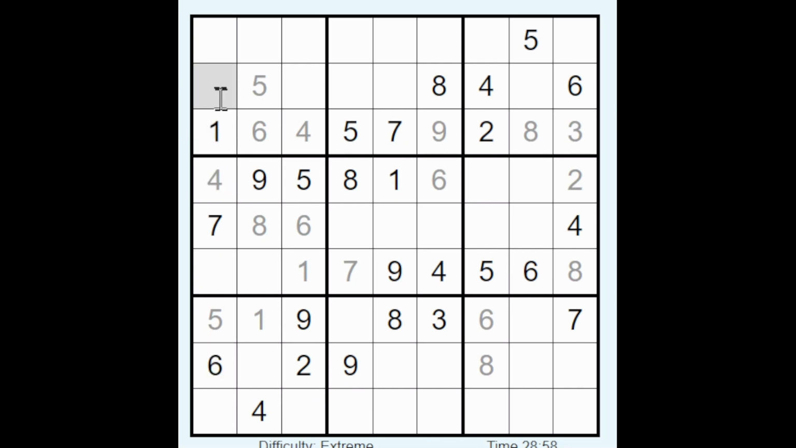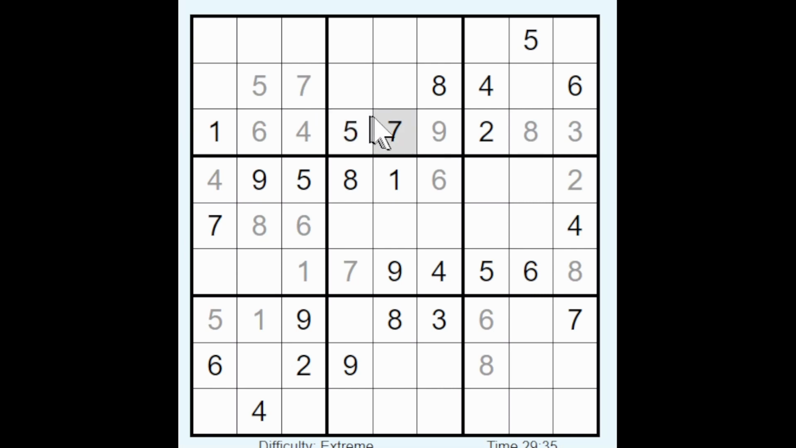This column here for this cell can only contain a 2, 3, and a 9, but it cannot contain a 3 actually because a 3 will have to go here or here. So this is a 2 or a 9. This cell here can contain not a 1, 2, not a 3 because we have a ghost 3 here, not a 4, 5, 6, but a 7, yes, but not an 8 and a 9. So this is a 7.